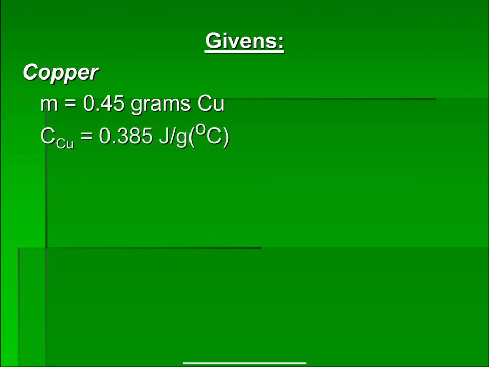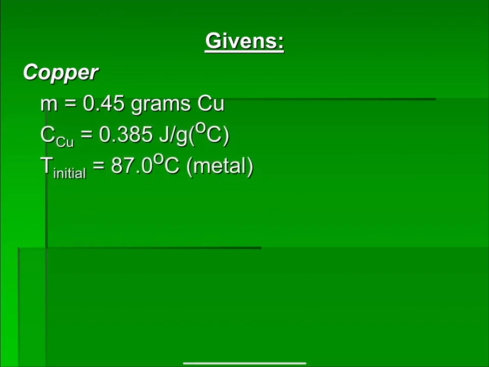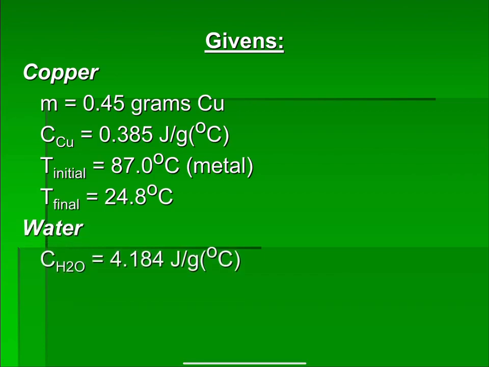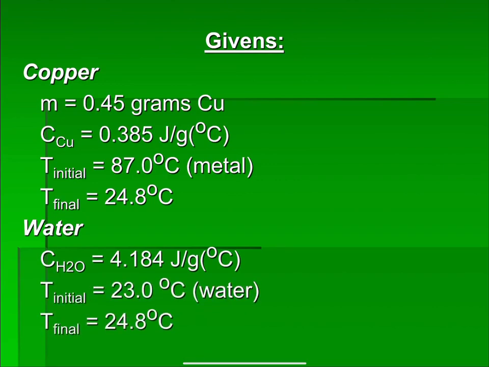I would list your substances and then start listing what you know, right? We knew the mass, the heat capacity, the initial temperature, and the final temperature. And then water, there's our other substance. What do we know about water? We knew the heat capacity, we knew the initial temperature, right? Both final temperatures are the same, and we were looking for the mass of the water.